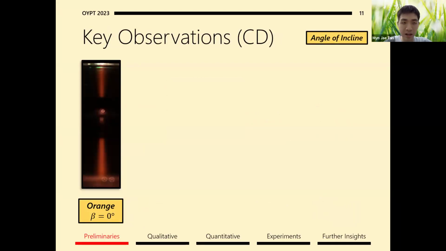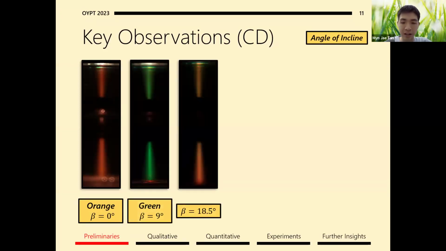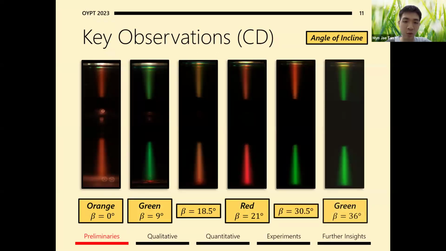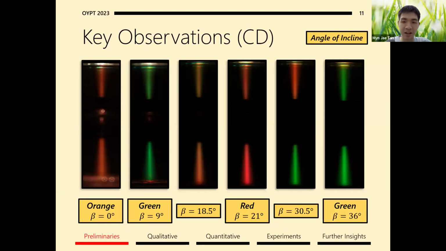Let's say we have a compact disc and we tilt it at 0 degrees. What we observe is an orange line, and then as we increase the tilt angle, the line will turn green, and then it changes to red before turning back to green. Essentially, as we increase the tilt angle of the compact disc, the line will appear to shift upwards, and so it moves from the red towards the blue spectrum. It will move from orange to green, and then go back to red again.